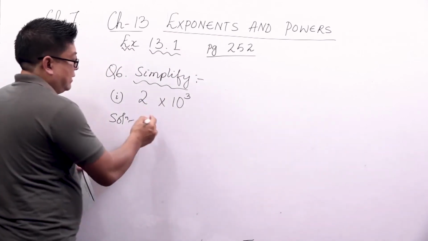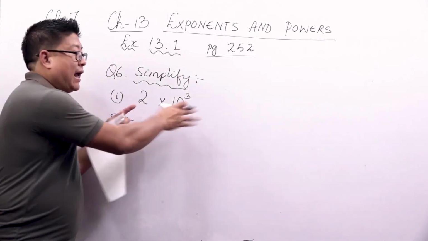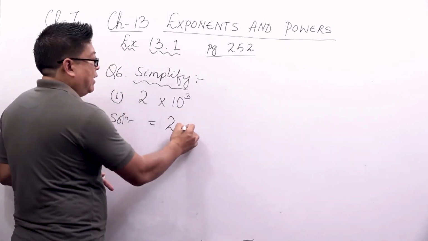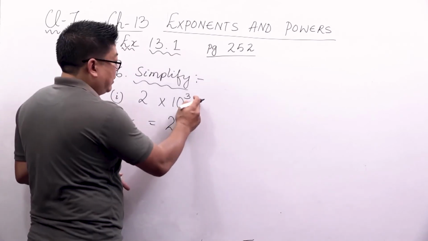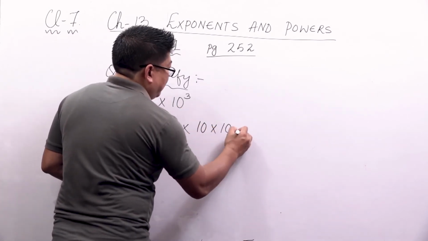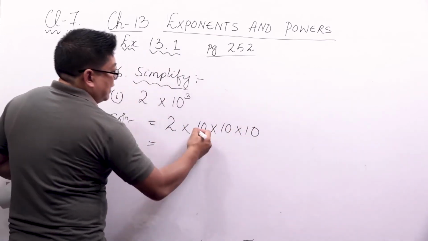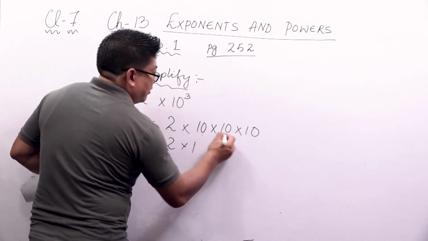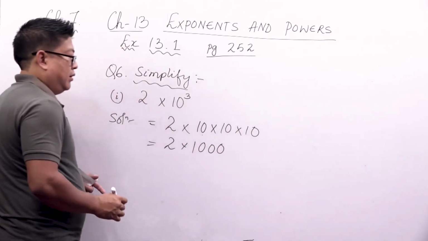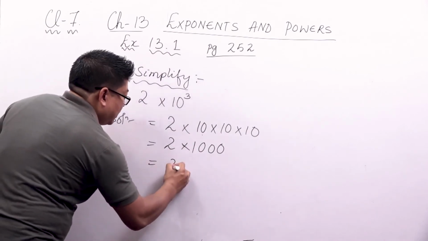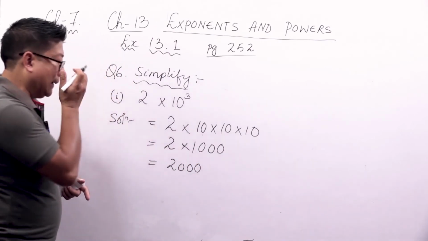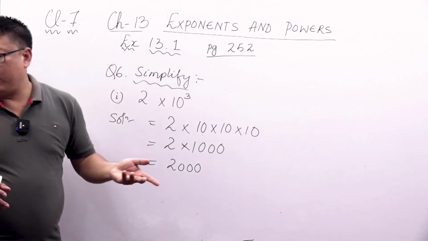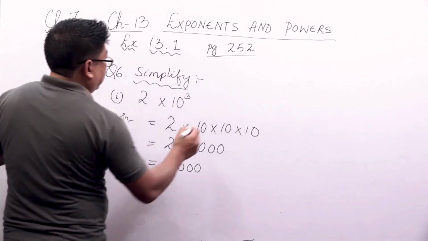To make it simple means multiply everything. That means 2 only one time, and this 10 is being multiplied how many times? 3 times. So you write 10 into 10 into 10. If you multiply 10 three times, you will get 1 followed by 3 zeros, 1000. And 2 into 1000 is 2000. All right. So this is the simplified form of 2 into 10 to the power 3.